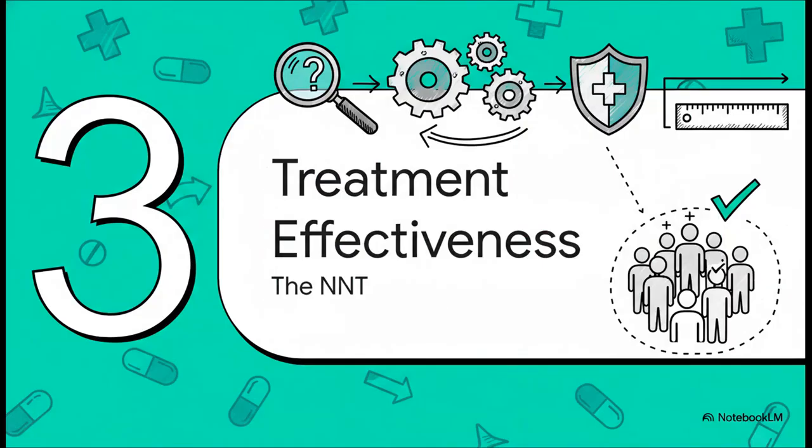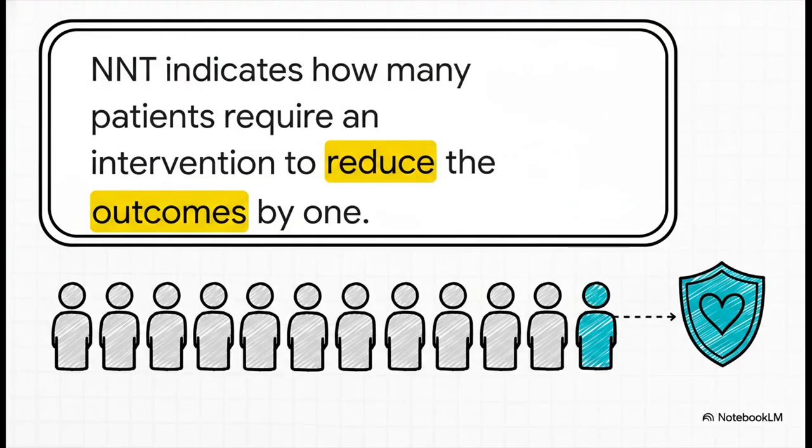Great, so we know how to evaluate a test. Let's switch gears from diagnosis to treatment. How do we actually measure if a new drug or an intervention is making a difference? Well, one of the most powerful ways to do that is with the number needed to treat, or NNT. The real power of the NNT is its beautiful simplicity. It boils everything down to one single, easy-to-understand number. So, for example, if a drug has an NNT of 10, it means you have to treat 10 people with that drug to prevent just one bad outcome, like one heart attack that would have happened otherwise.